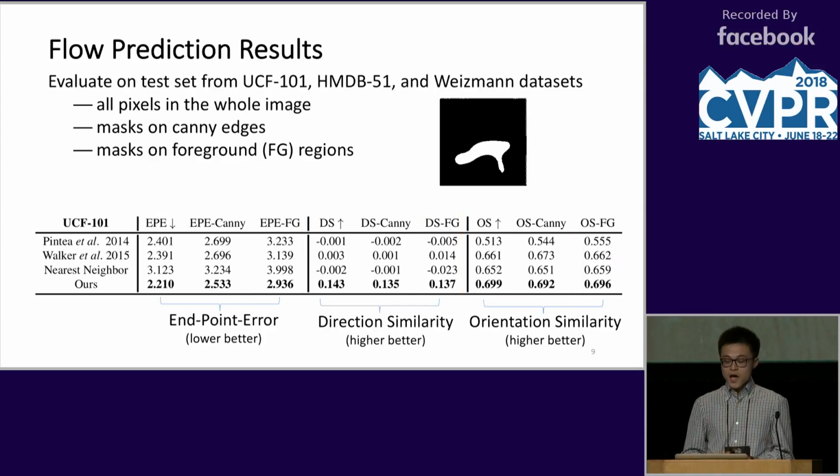So we can see that across all metrics, our method consistently outperforms all our baseline methods, including the only two existing prior methods on static image flow prediction. It demonstrates the effectiveness of our motion encoding scheme and the motion prediction network.